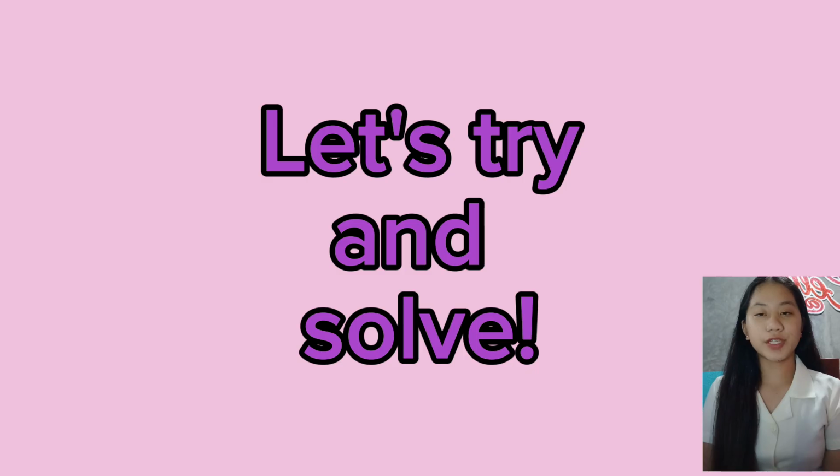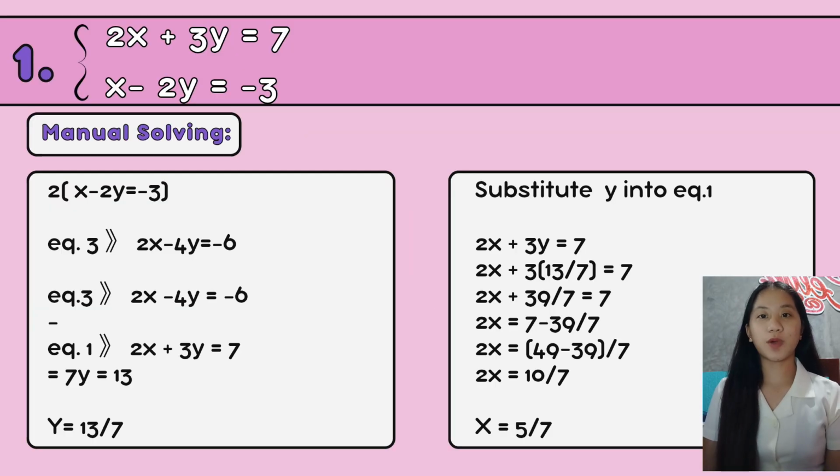So let's try the first example. 2x plus 3y equals 7 and x minus 2y equals negative 3. So we multiply equation 2 by 2. Then we get 2x minus 4y equals negative 6. And then subtract it from equation 1. Therefore, we get 7y equals 13. And therefore, the value of y is 13 over 7.